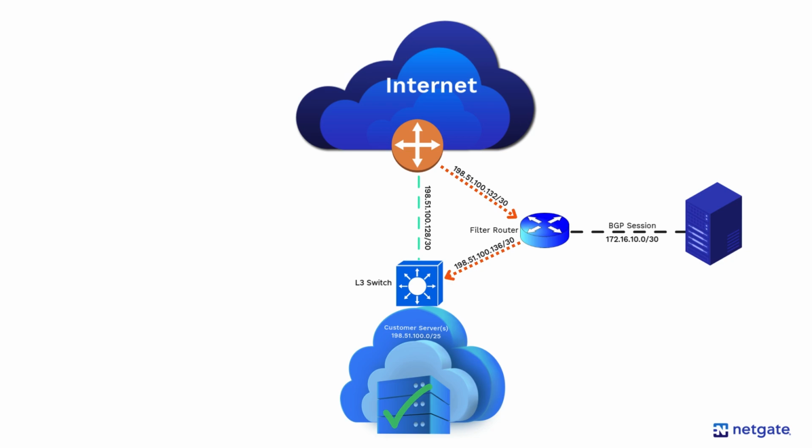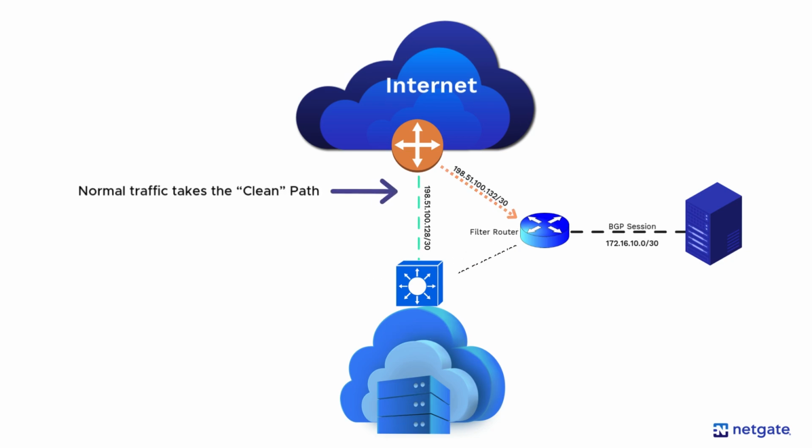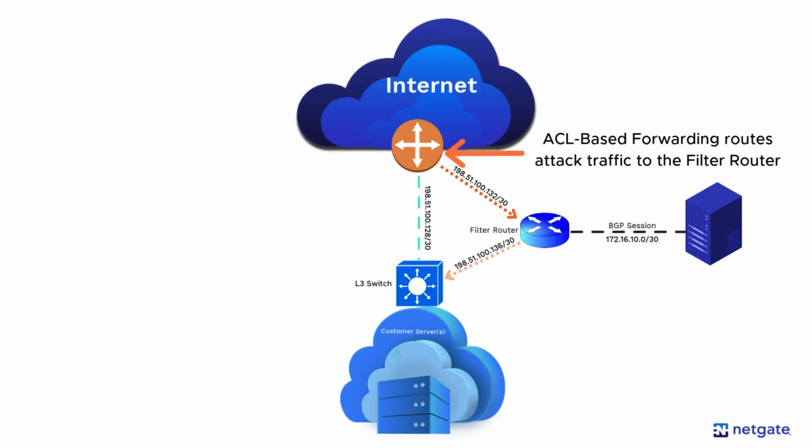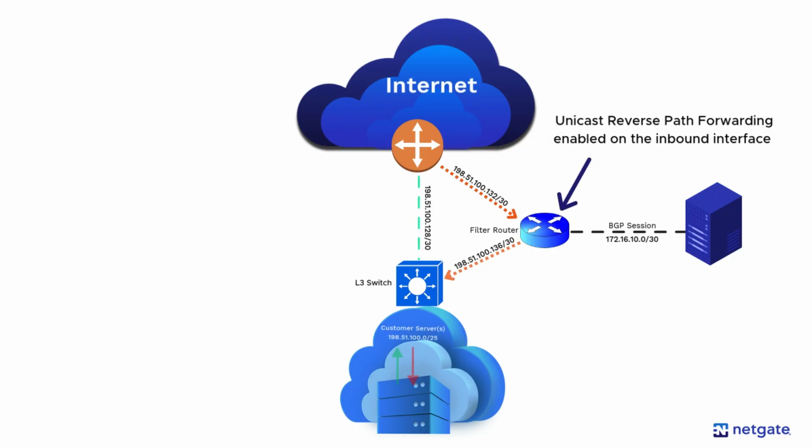In this case, we will use another Tensor router as a filter router. Normal traffic will still take the original clean path into and out of the customer LAN. But in the event of an attack, the edge router can use ACL-based forwarding to shunt traffic destined for your attack victim across the filter path to the Tensor, acting as the filter router. uRPF is enabled on the filter router's ingress interface.